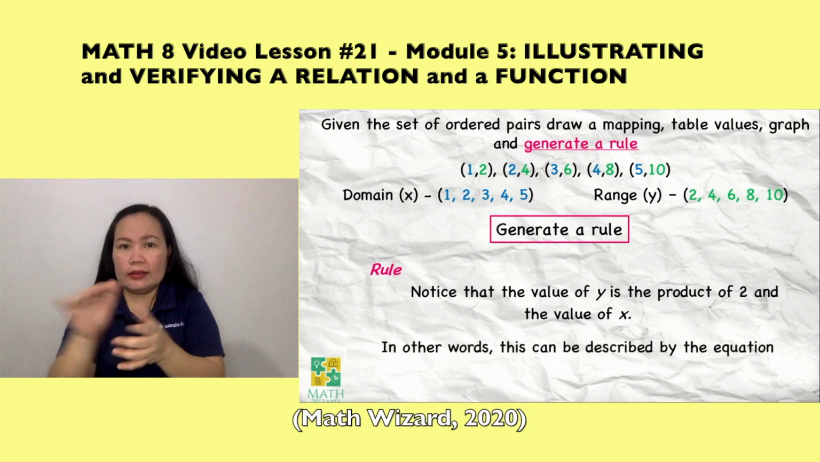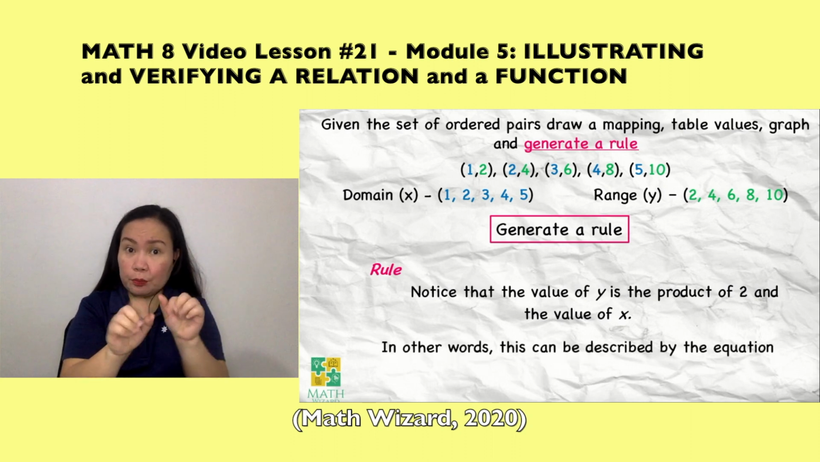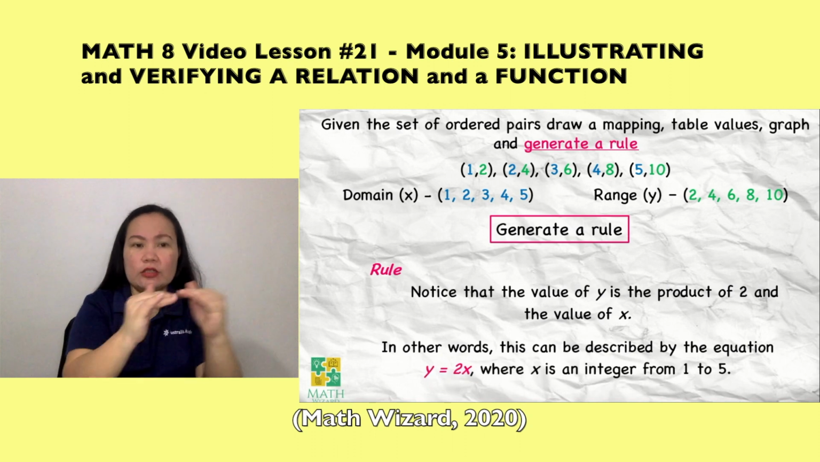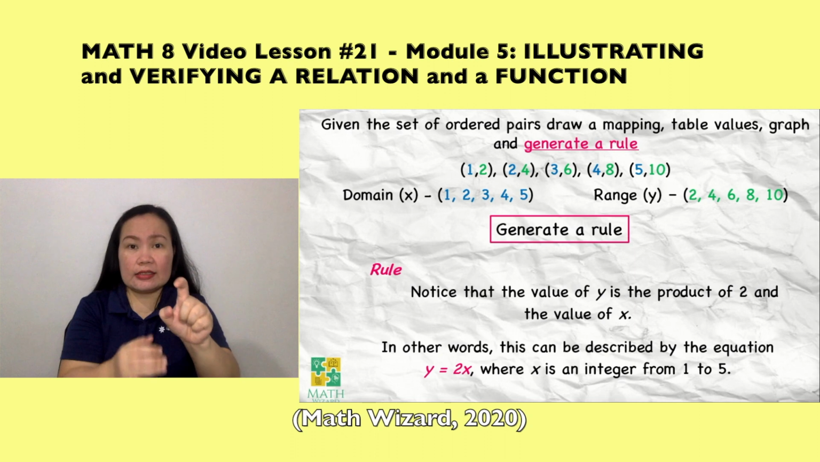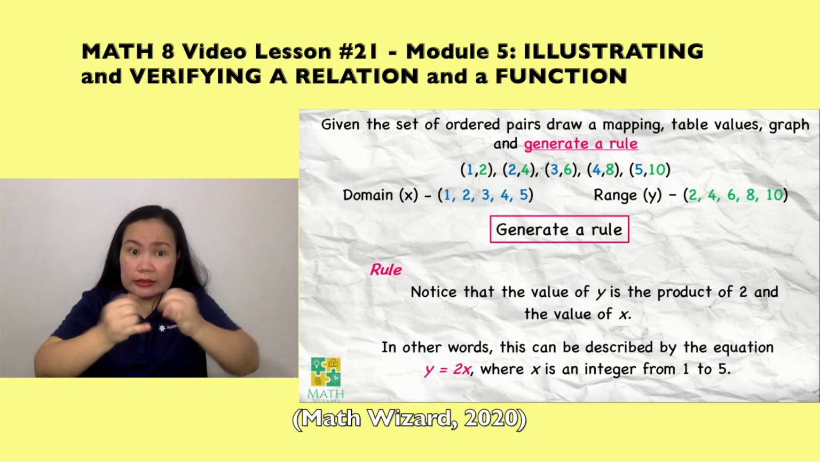In other words, pwede natin siyang i-describe by this equation. Y is equal to 2 times x, where x is an integer from 1 to 5.